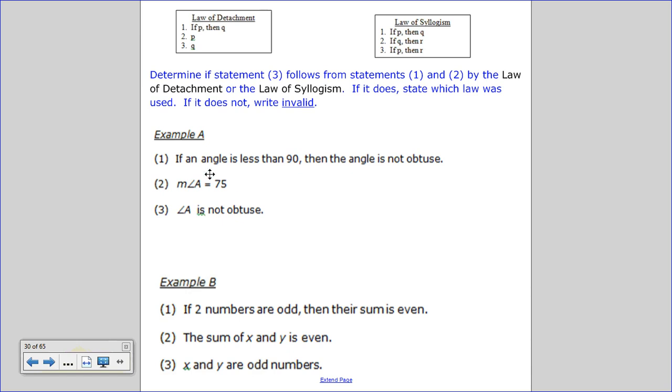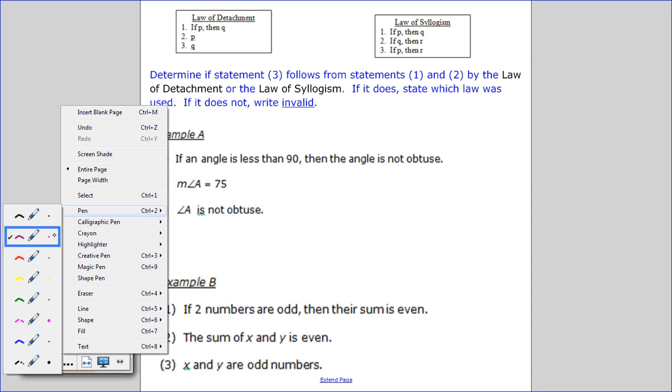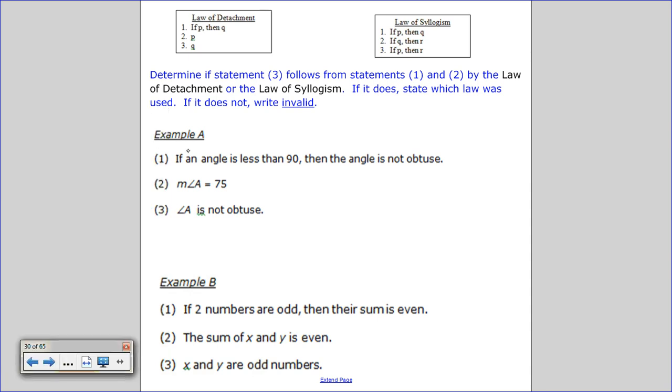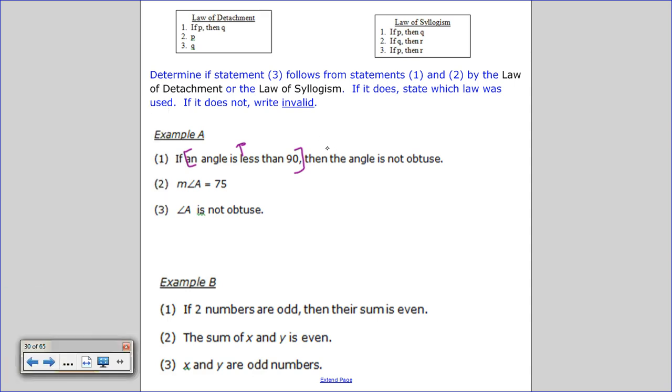Example A, statement 1 reads, if an angle is less than 90, then the angle is not obtuse. First we're going to identify our P and Q. Again, P is your hypothesis, and Q is your conclusion. After if, up to the comma, that is P, your hypothesis. And after the word then, to the end of the sentence is always our conclusion. So our conclusion is the angle is not obtuse. This is Q. So far we have if P, then Q.